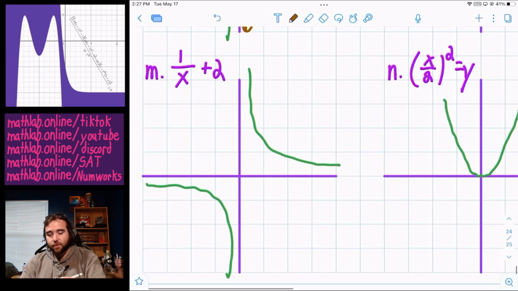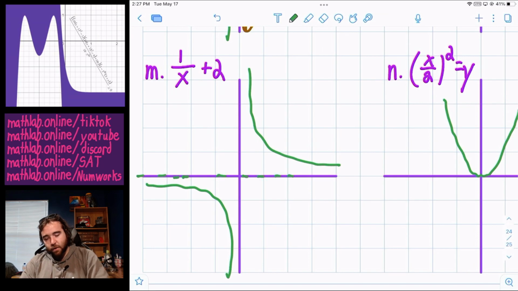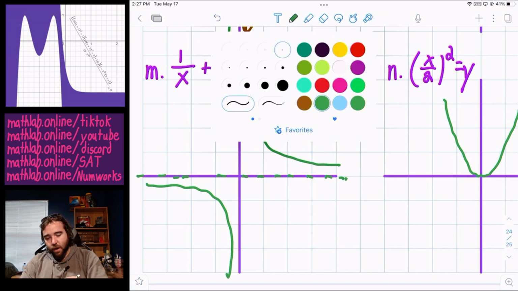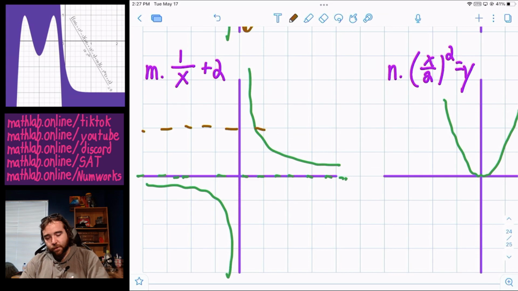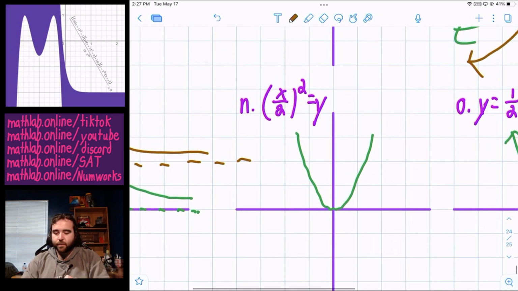This one's adding 2. So before we had our asymptote right here, now it's going up 2, so our new asymptote is going to be right here. And that's what our graph is going to look like. So make sure that they're both going up. It's not one going up and one going down. A lot of people always try to do that.